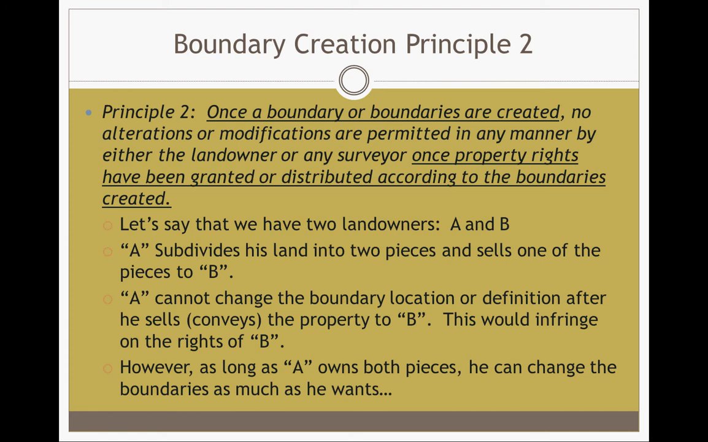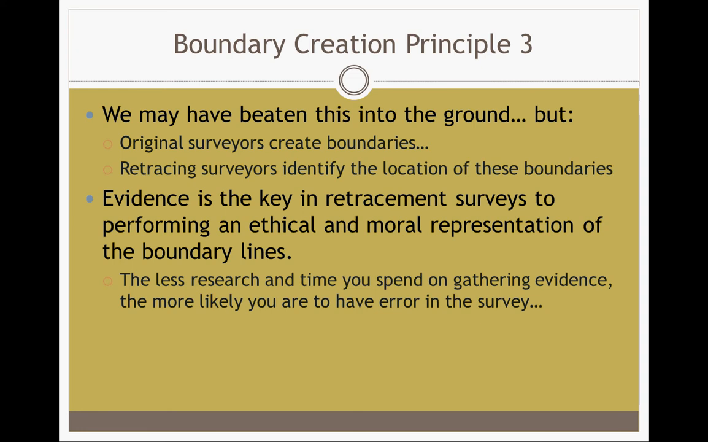And so that's really important to understand, that once a boundary is created, and once property rights have been granted, nobody can change it. It's the way it is. And so you have to be very careful with that when you're buying and selling land.